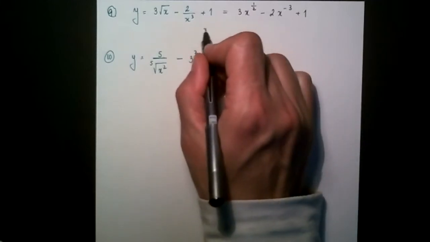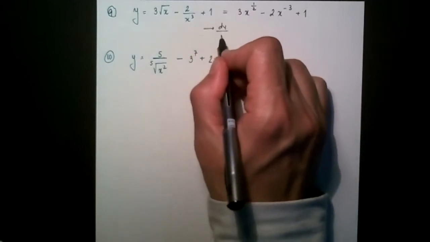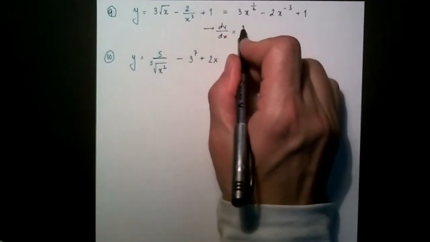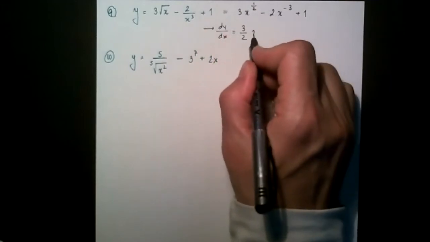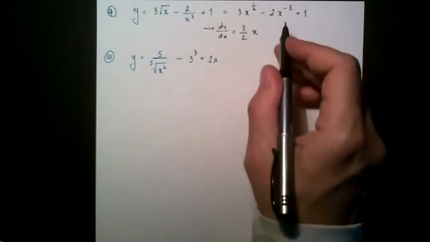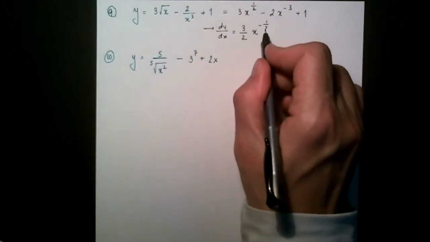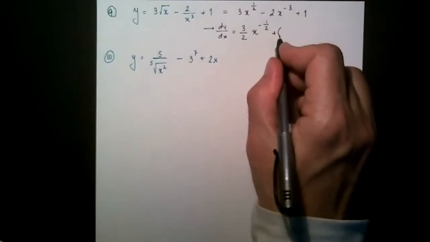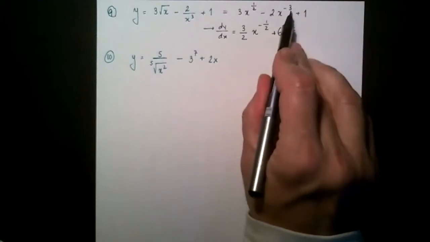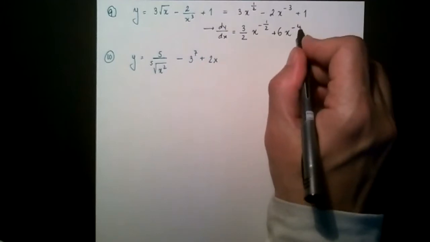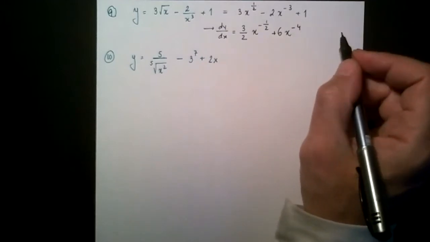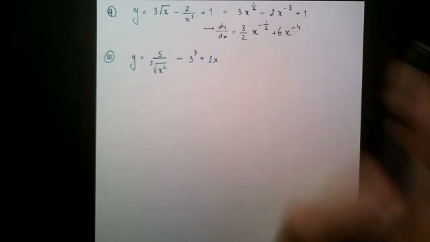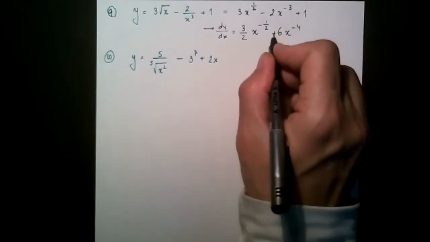Okay, so dy/dx is, I put the half in front, 3 over 2, x to the half minus 1 from the exponent, so you get minus a half. Then minus 2 times minus 3 is plus 6, x to the negative 3 minus 1, which is minus 4. Plus, well, the derivative of a number is just 0. Okay, so that's my answer.